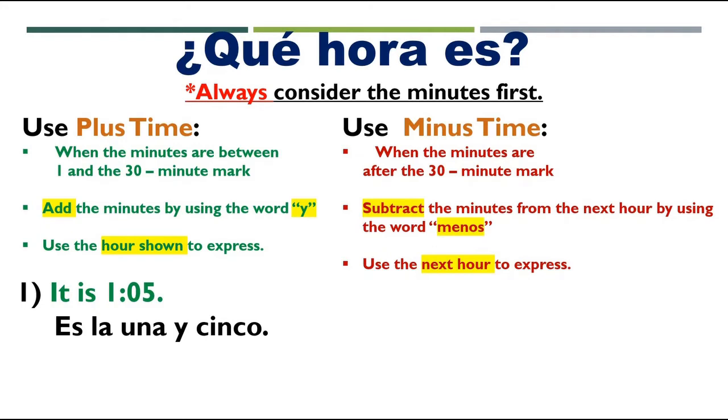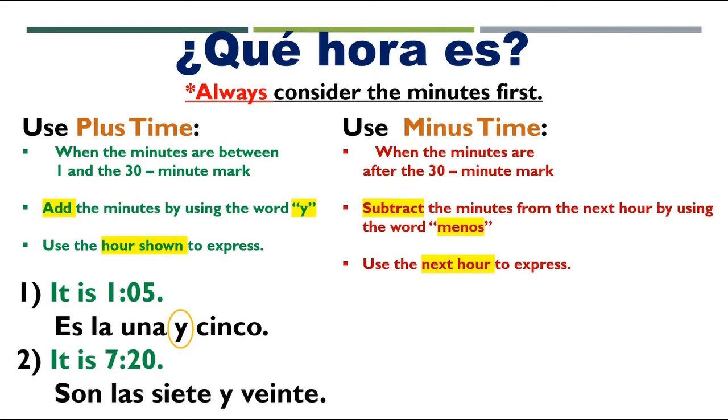Now, what about the hour? We use the hour shown. So since the hour shown is 1, we know we are going to begin with es la. Now we have our completed expression. Es la una y cinco. And remember, we use e to add the minutes.